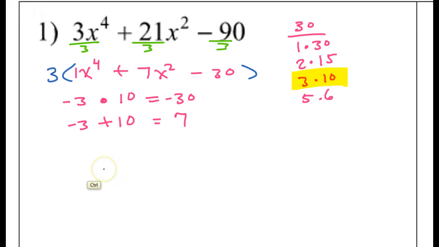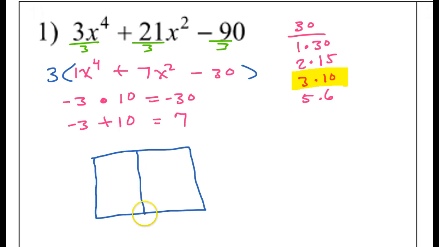Okay, so let's go ahead and make the box now. All right, so in the first square, we put the first term. So we will have x to the 4th power. In the last square, we put the last term. So we'll have negative 30 right here. In the other two squares, we use the two numbers that we just found. And we make them x terms. So we will have negative 3x and 10x.